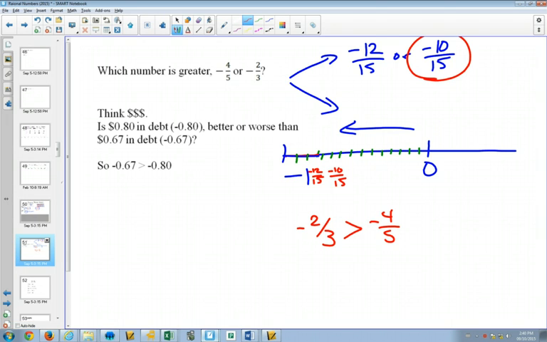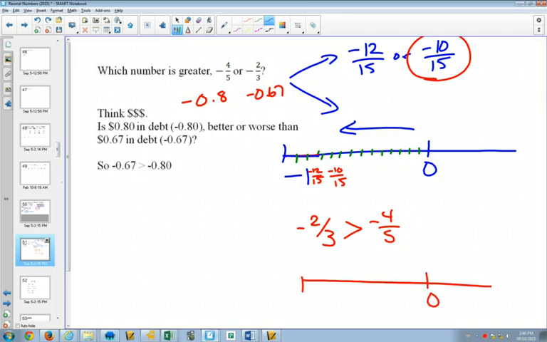Now, if we change these to decimals, we did it with fractions first. In decimals, this one is negative 0.8, and this one is negative 0.67 if you'd round it. And you're asking which is bigger, right? The negative 0.67 is bigger, because on your number line, here's 0, here's 1.